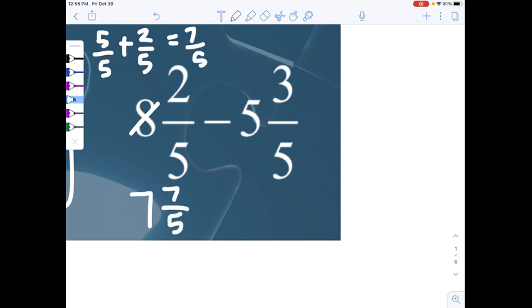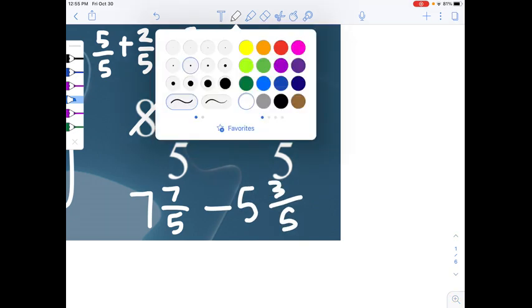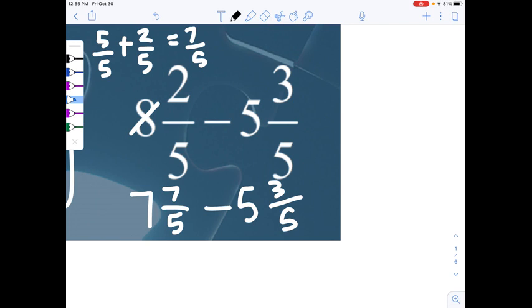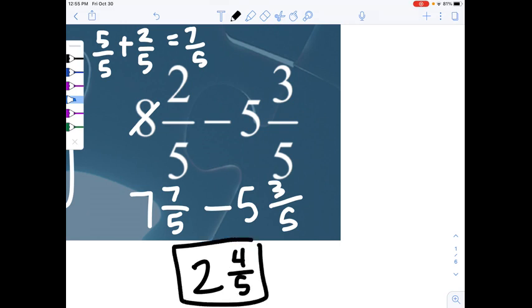So 8 2/5 is equivalent to 7 7/5 minus 5 3/5. And once I've done that, I can subtract the whole numbers. 7 minus 5 is 2, and 7/5 minus 3/5 is 4/5. Can't simplify any further, so there's my answer.